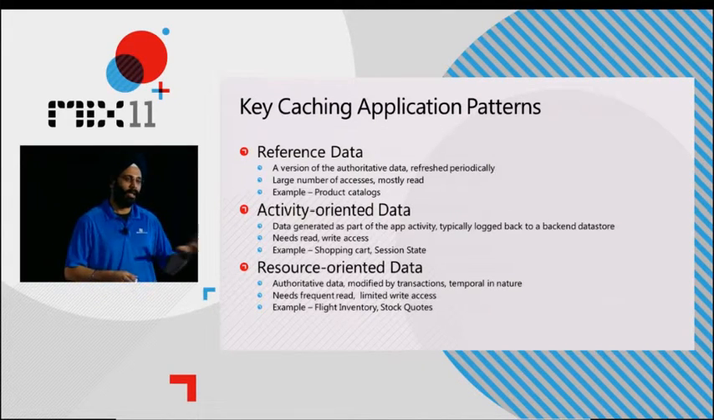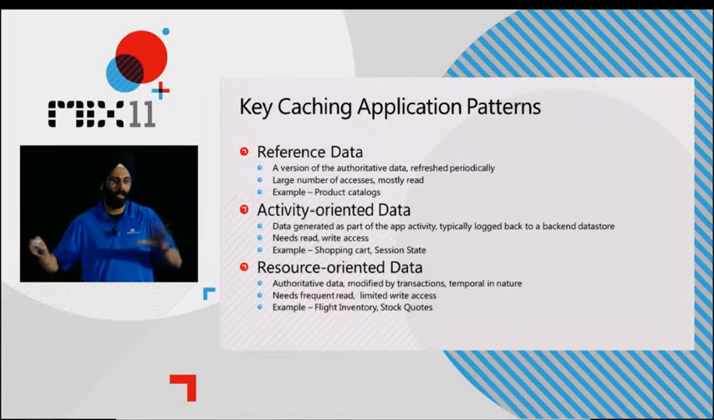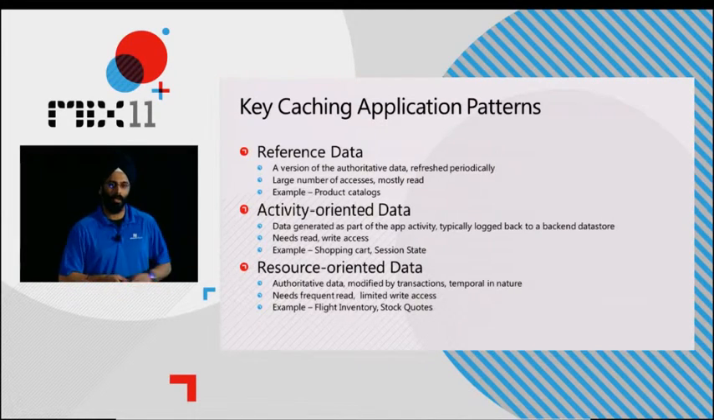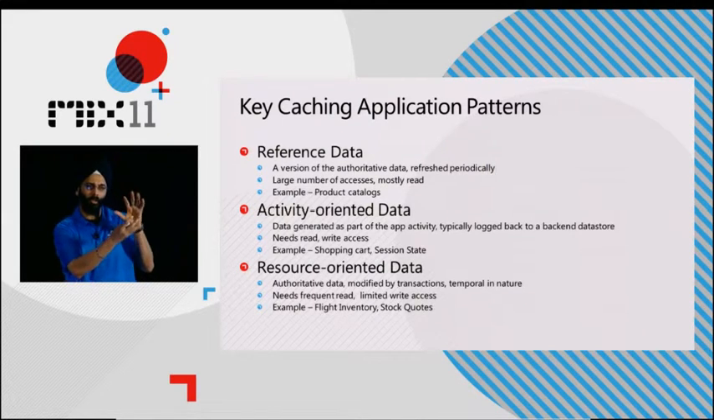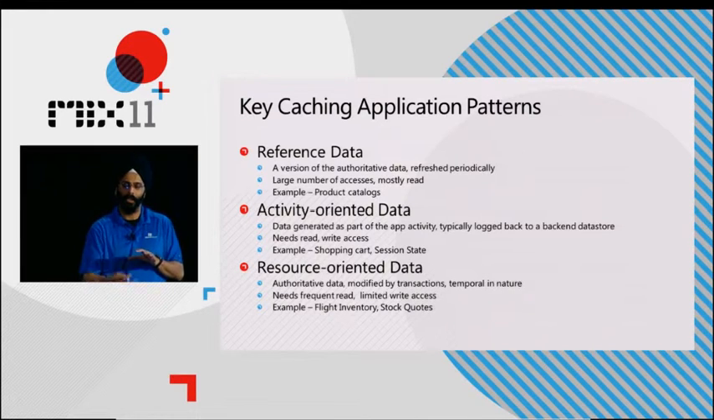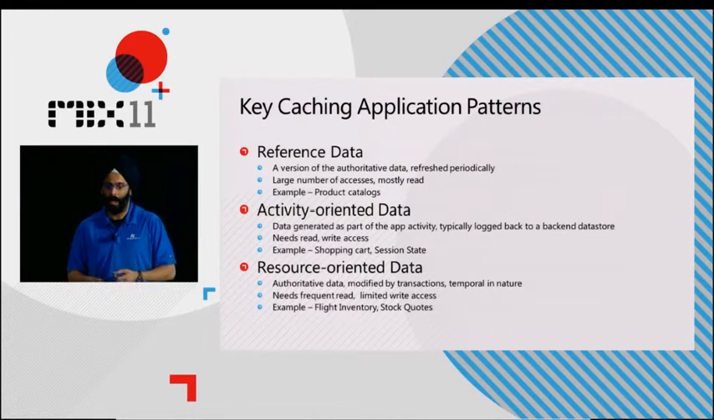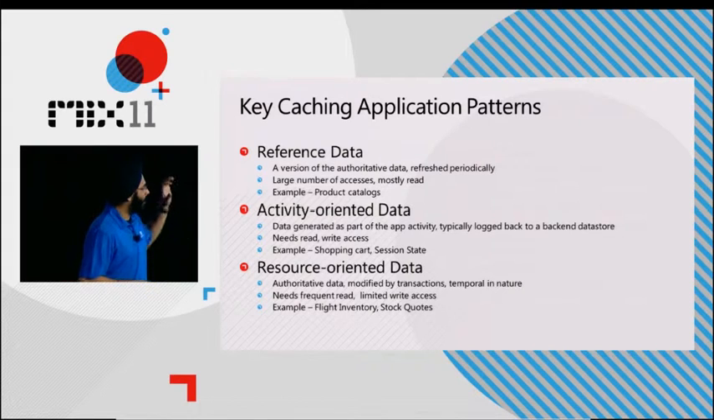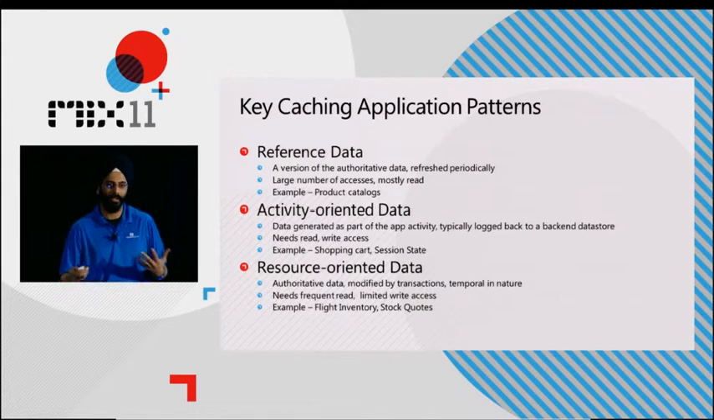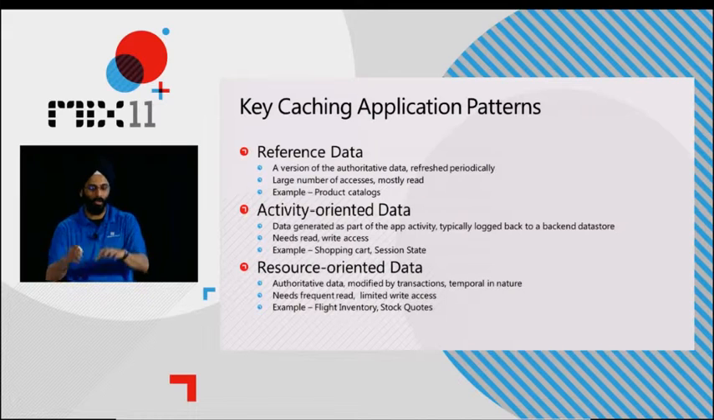Of course, there are other cases of high-performance computing, where you have to look at different cache architectures, not the one we have here. But if your application falls into any one of these three big patterns, AppFabric caching lends itself very easily for you to start including in your app today. So we've already seen how we can use a reference data scenario with AppFabric caching, and we'll switch to seeing a couple more demos on how you can use AppFabric caching for activity as well as for resource-oriented data.